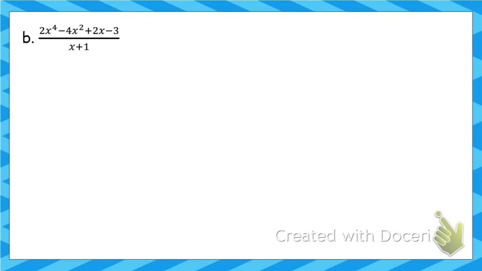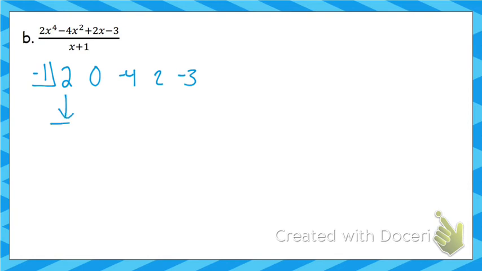All right, if you feel comfortable, pause the video and try this next one on your own. All right, negative 1 goes in the box. It's the opposite sign. It's the 0 of that factor. Then I write my coefficients: 2, there's 0x cubed, negative 4, 2, negative 3.